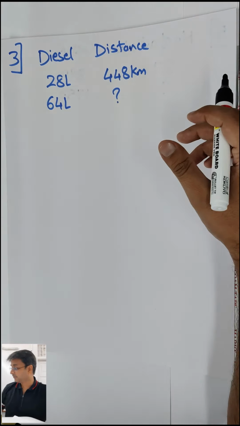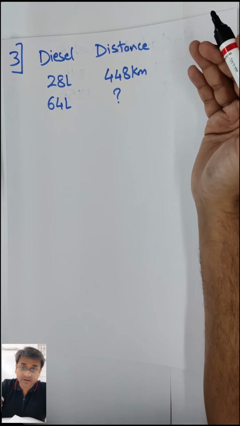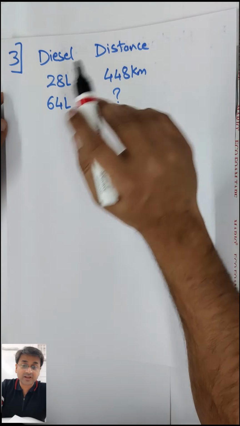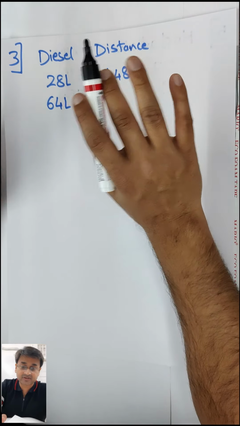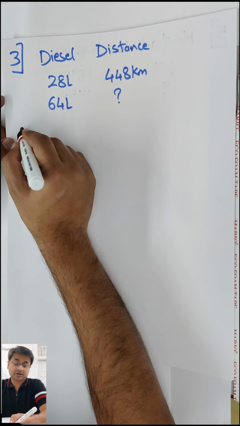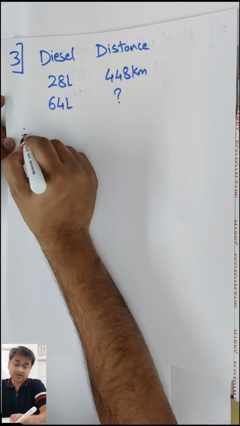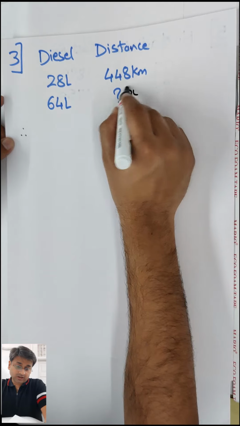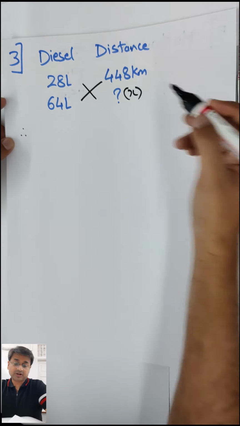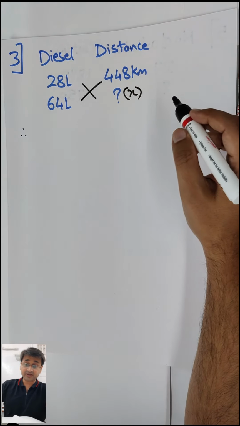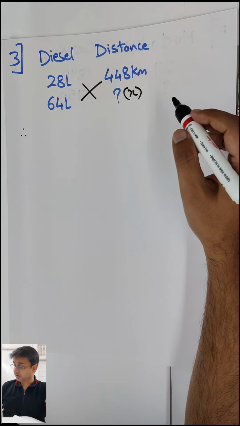3 is a typical word problem. So they say that if you are using 28 liters of petrol, you can go for 448 kilometers. So the more the petrol, obviously the more will be the distance. So both are moving in the same direction, so it is direct variation. So how will you work it out? You directly say, therefore, call this as x and cross multiply. So your life will become very simple. That's one of the easiest ways to work these types of sums.